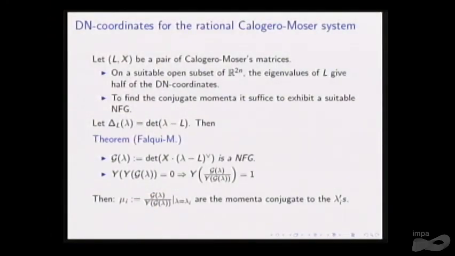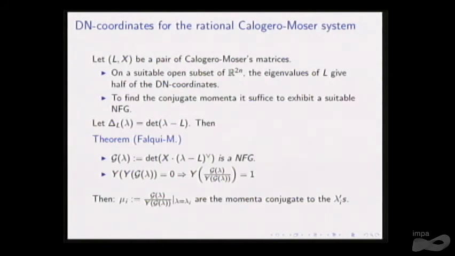So what happens for the Calogero-Moser system? Now we want to find the Darboux coordinates for this system. Of course, there is a general recipe, but in this case we can do something better in some sense. First of all, we always work under a condition of maximal non-degeneracy. So we just use an open subset of R^2N where the eigenvalues of L give half of the Darboux-Nijenhuis coordinates.